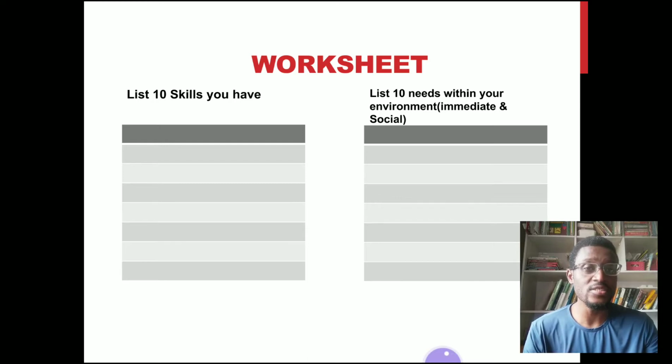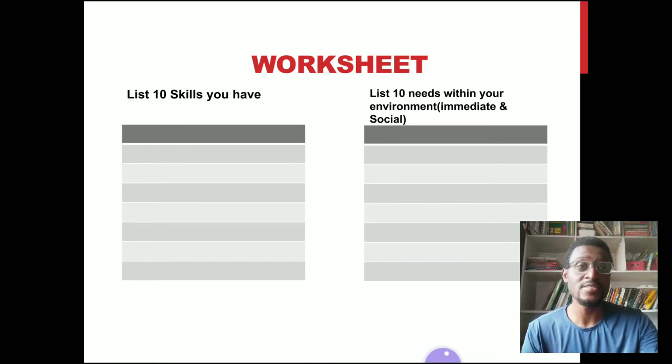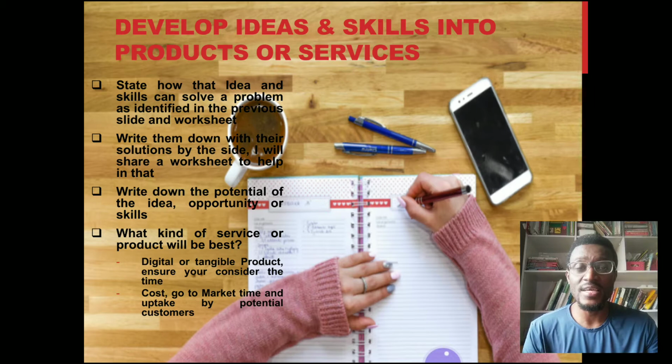Your needs and your skills can be mapped, then it gives you an idea on the kind of product you need to be able to develop. All right, so let's go. So, in this lesson, we're talking about how to develop ideas and skills into products or services. So all those things you've written, which includes your idea and the skills, you need to state how they are going to solve a particular problem that you've identified within that environment.